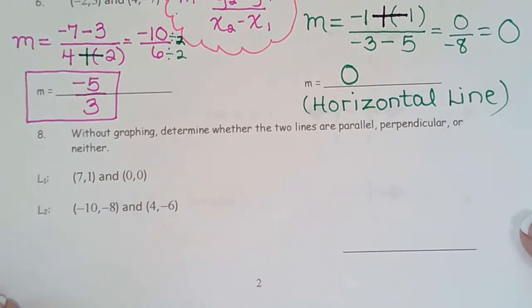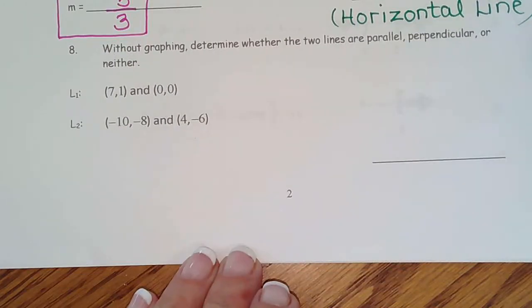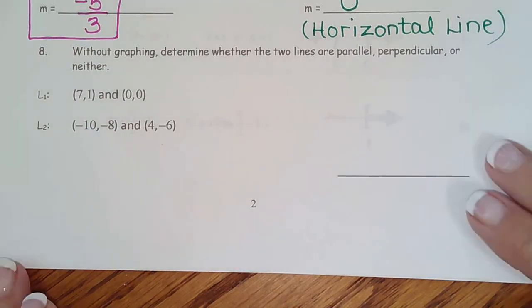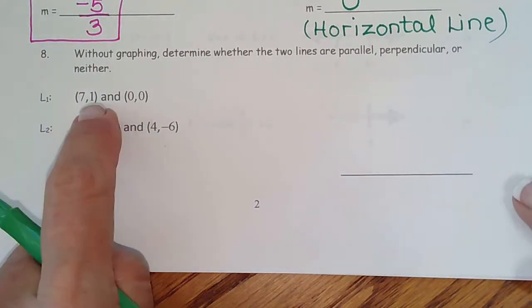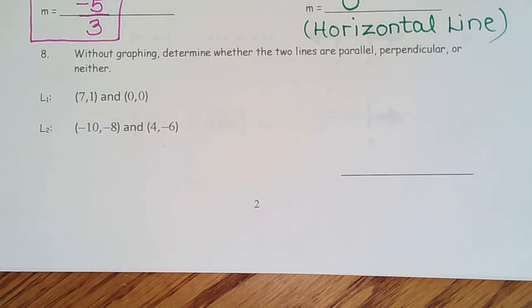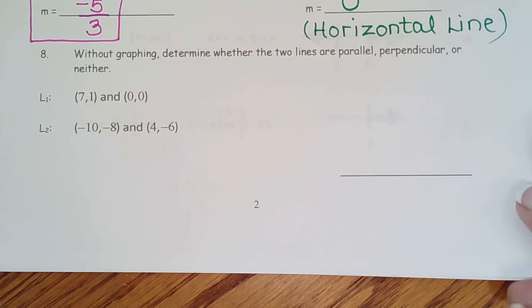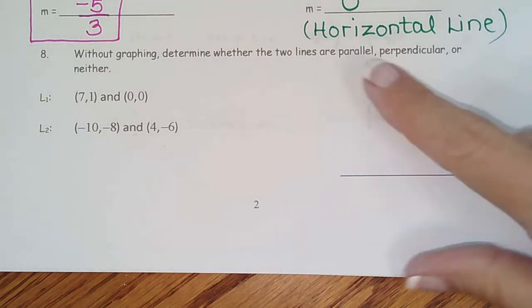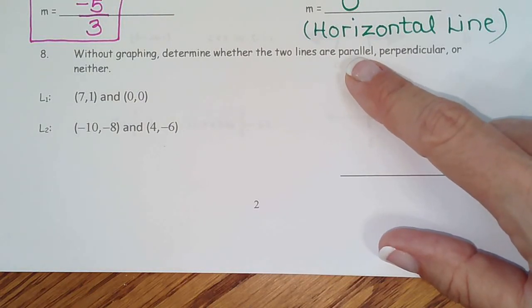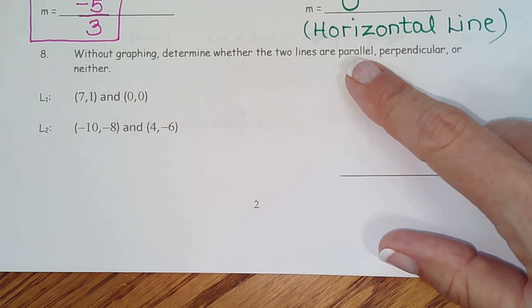Okay, number 8 is next. So we are trying to determine whether the line containing these 2 points and the line containing these 2 points, if we were to put them on a graph, would those 2 lines be parallel, perpendicular, or neither? So the only thing we know about parallel lines is they never cross, and we learned in a previous section that the slopes are the same.